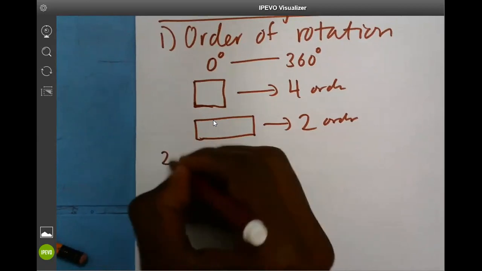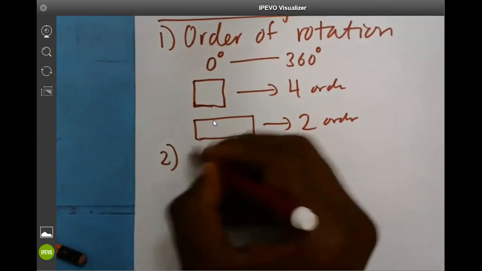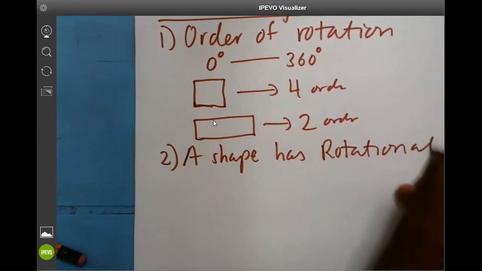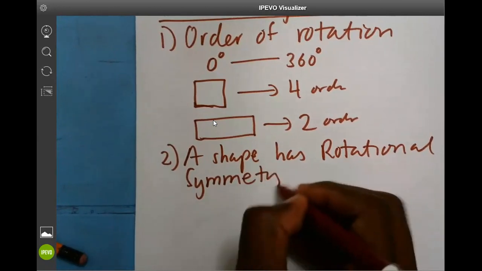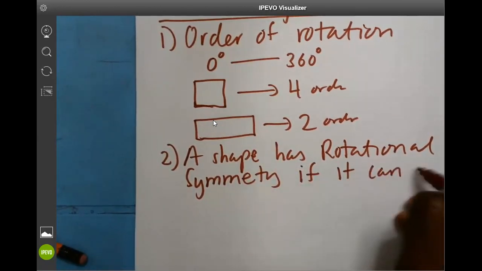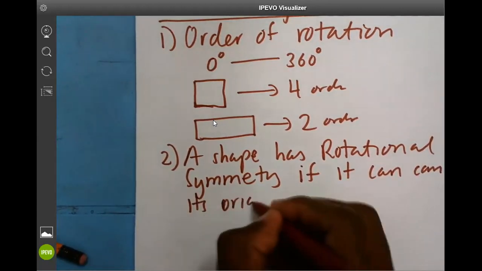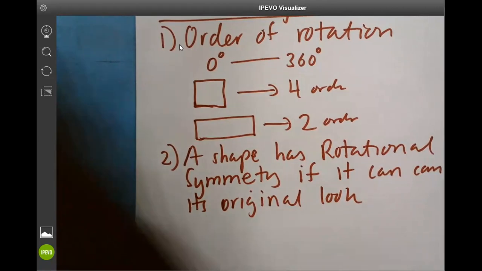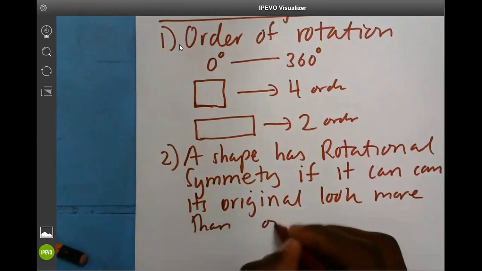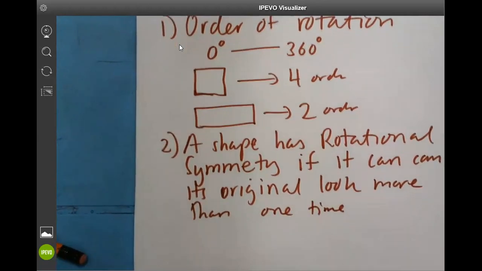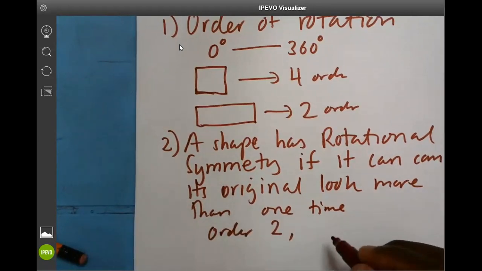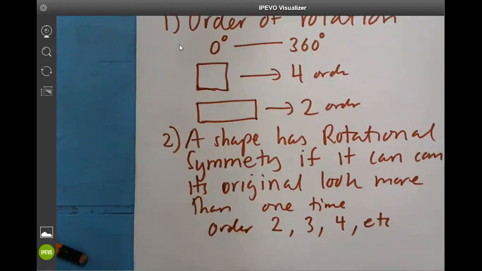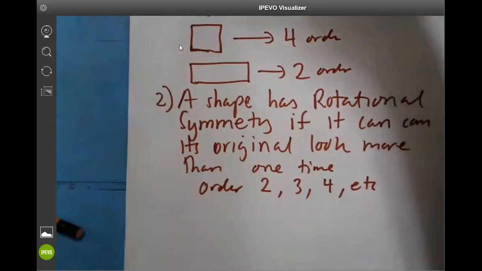Two, we must understand what is a shape which has rotation symmetry. A shape has rotational symmetry if it can gain its original look more than one time. So if a shape has got order two, it means this shape has got rotation symmetry. Order three, it means it has got rotation symmetry. Order four, etc. If the number of orders is more than one, then the shape has got rotation symmetry.